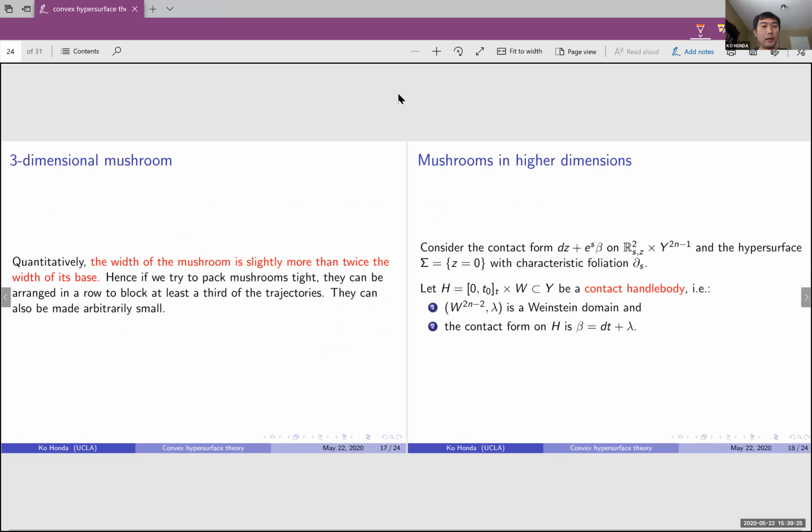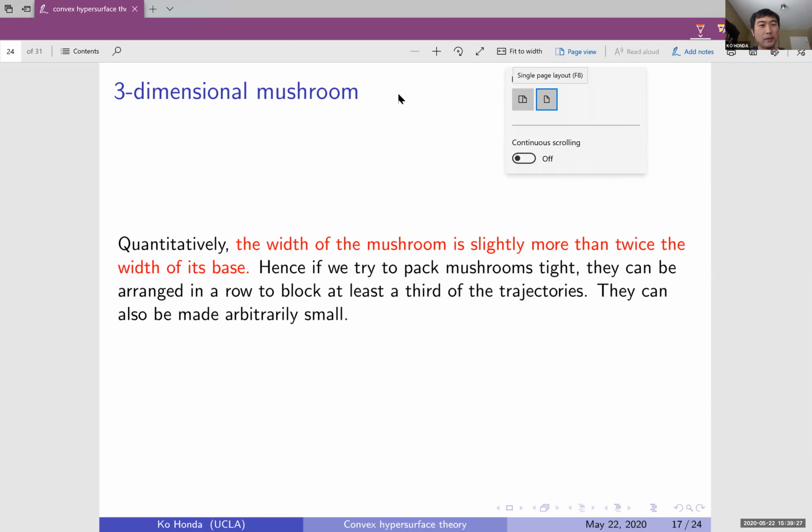Okay, and quantitatively, it turns out that in order for this to behave like a sink, the width of the mushroom has to be slightly more than twice the width of the base. So what I mean by this is the following. If you have a side view of this, it has to look like this.